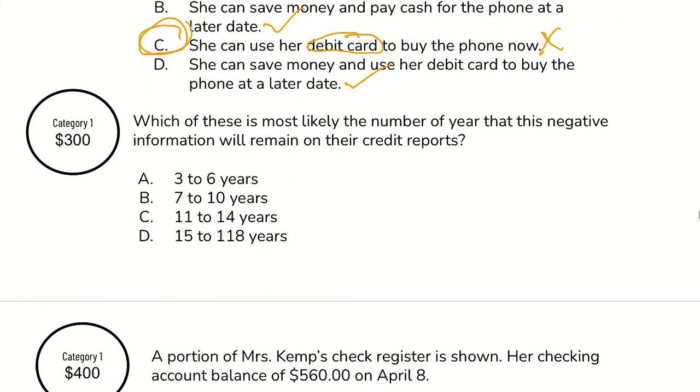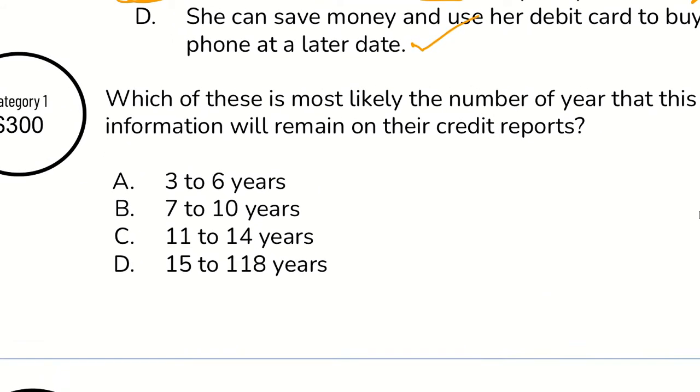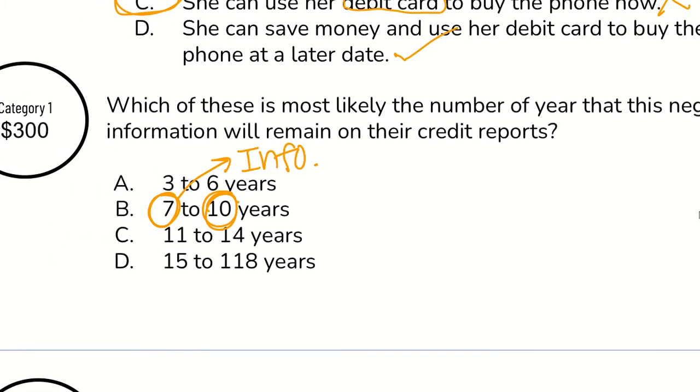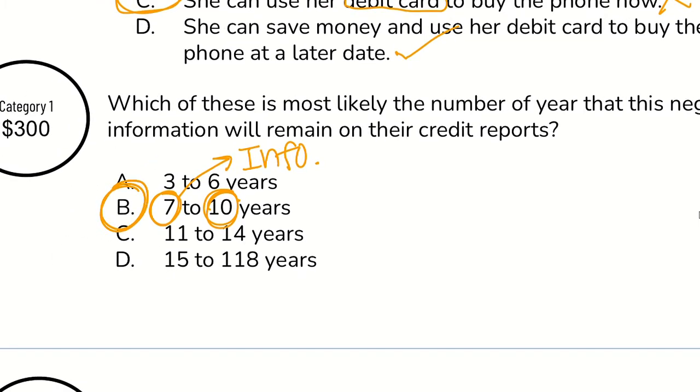Okay. Next one says, which of these is most likely the number of years that this negative information will remain on your credit report? So we actually learned today, this Friday, that negative information can remain on your credit reports for 7 years. That's a long time. Okay, so information will stay that long. And then we also learned that if you have to file for bankruptcy, that will stay on your account for 10 years. So 7 to 10 years is the correct amount.